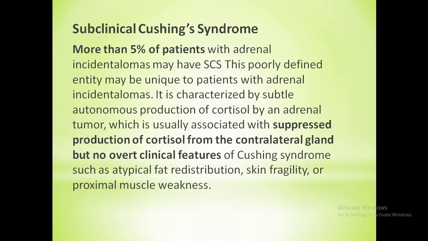Now coming to subclinical Cushing syndrome. So it's found in more than 5% of the patients with incidentalomas. It's a poorly defined entity. It could be unique to these incidentalomas. So there is a subtle autonomous production of cortisol which is nearly missed, or which is not noticeable because of the absence of the clinical signs.